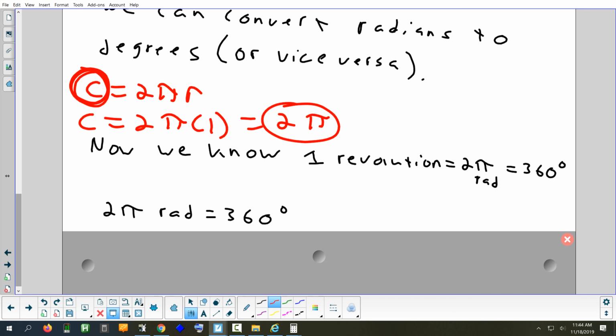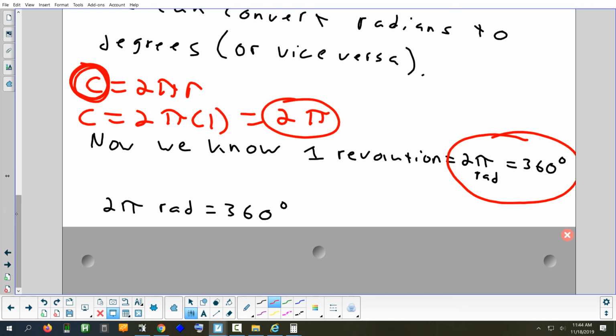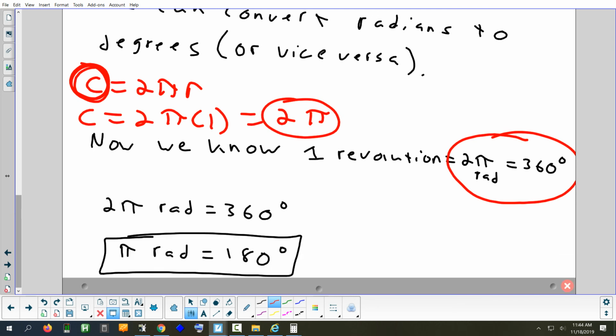So now we know that in one revolution, there's 2 pi radians, or 360 degrees. This is like your 1 foot equals 12 inches. It's a fact you can use to figure out anything else you want to know. But we can simplify that fact a little bit. Technically, this is almost like saying 2 feet equals 24 inches. You could make it a little smaller. What else could you say instead of 2 pi equals 360? You could just say pi equals 180.